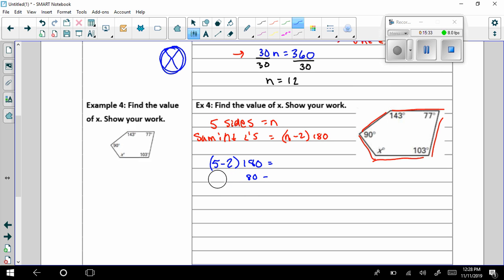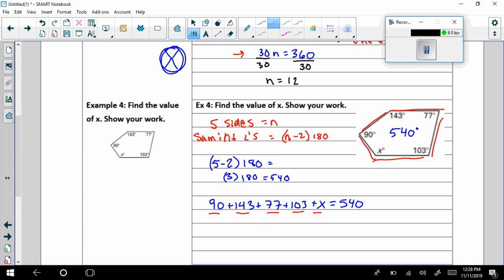I don't know why I put an extra, sorry. And that's 540. So that means that the sum inside the shape is 540 degrees. So you have all of your angles equal to 540. All right, so you should have 1, 2, 3, 4, 5 angles equal to 540.